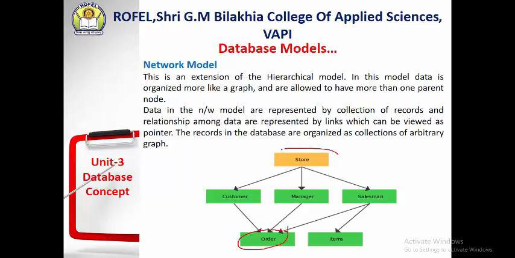See over here, this is the root node, and there are 3 different children, and 2 of the children have 2 different parents as well. See over here, customer, manager and salesman are connected with the order and the items, but the order is also connected with the customer, manager and salesman. So in the network model, it is possible that one parent has more than one child and one child has more than one parent. In the network model, the data is represented by a collection of records, and the relationship among the data is represented by links, and the records in the database are organized as a collection of arbitrary graphs. That is the network model.